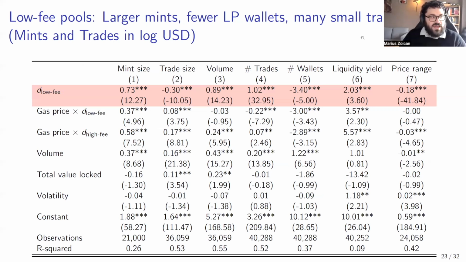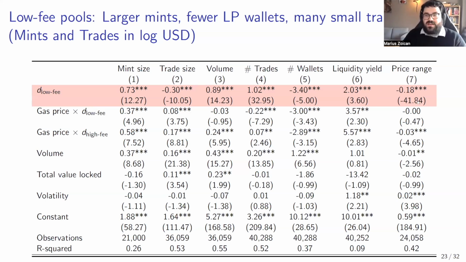So now, if you are looking at the actual regressions for this, and you're regressing mint size and trade size, you see that on the low fee pool you have 73% larger deposits, right? This is in logs. 30% lower trades, but pretty much double the volume and the number of trades, right? You have fewer wallets on the low fee pools, right? That means that there are a few sophisticated players on the low fee pools. They make a little bit more money just in fees, right? Liquidity yield is just fee revenue over TVL. They make 2 basis points more.